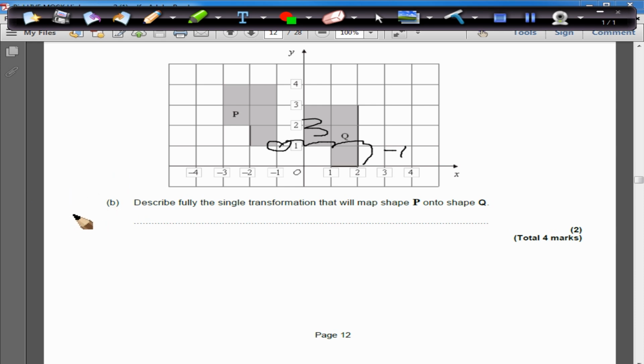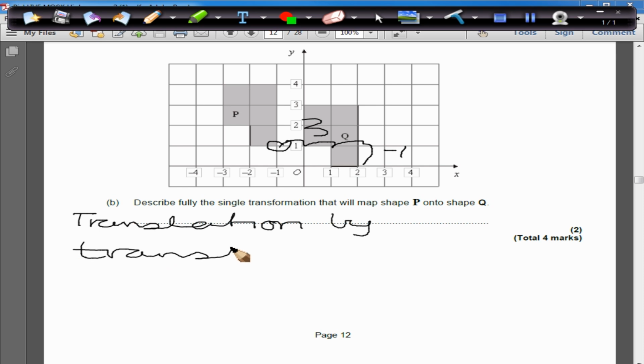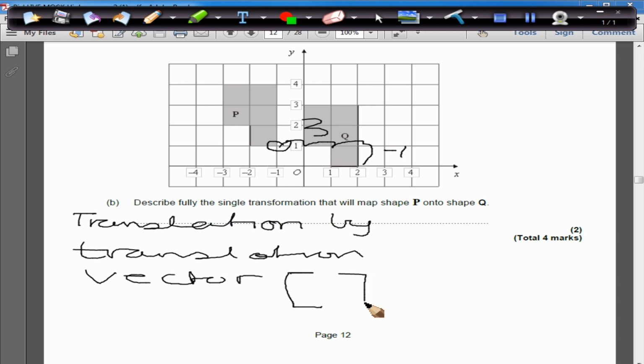If I can get a grip of this pen. Translation. Okay, what's that other word that we mentioned now? By. You can say by vector or by translation vector. Let me just write the full: by translation vector. Now the translation vector is normally written in a column format. So we have a column format like this, and we give the X, which is going to be the 3 along the X, and the -1 indicates that we moved it down. So that means it takes P onto Q, and that's done. That's worth 2 marks, all done.